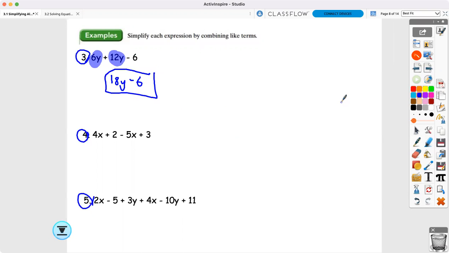Okay. Let's move on. 4. 4x plus 2 minus 5x plus 3. Any like terms, class? 4x and 5x. And then any other ones? 2 and 3. Let's combine them. 4x minus 5x. You have 4 but spend 5, so you still owe 1. And then 2 plus 3 is plus 5.